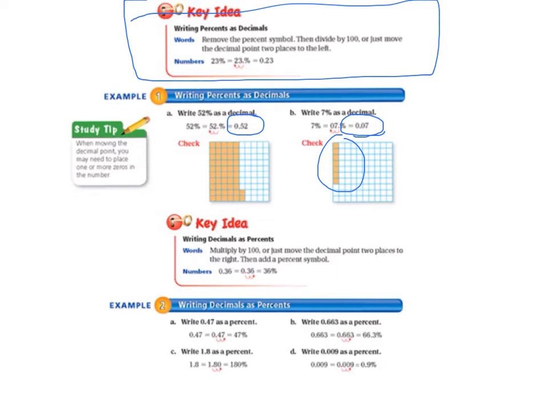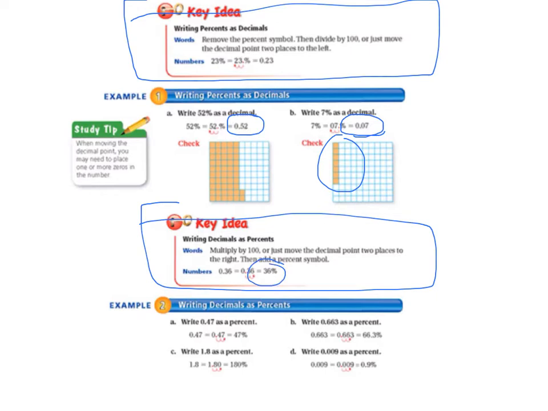On the bottom part of the page, you also need to copy this key idea into your notebook. It says that when we're writing decimals as percents, we multiply by 100, or we just move the decimal point 2 places to the right. Then we add a percent symbol. So if you have 36 hundredths, then you move the decimal point 2 places to the right, and it comes out to be 36%.